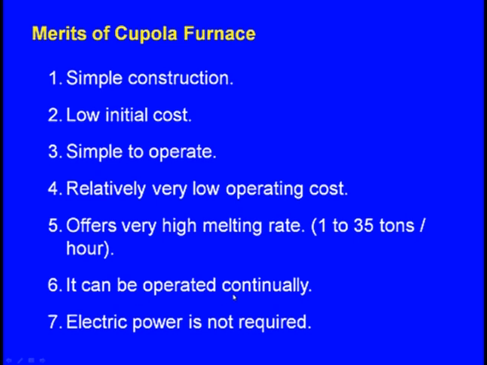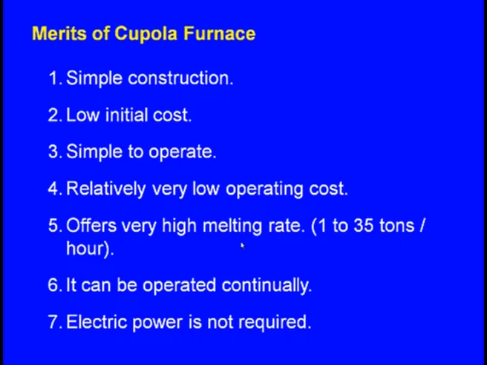It can be operated continually, or intermittently, means today we have 2 tons of charge, we bring that 2 tons of charge into the furnace. After it is melted, after the molten metal is tapped, you stop the furnace. On the other hand, you can keep on charging, you can keep on melting, and you can keep on tapping the molten metal. That is the continual operation of the cupola furnace. Now most important thing is it does not require electric power, no electricity is required. That is one of the advantages of the cupola furnace.